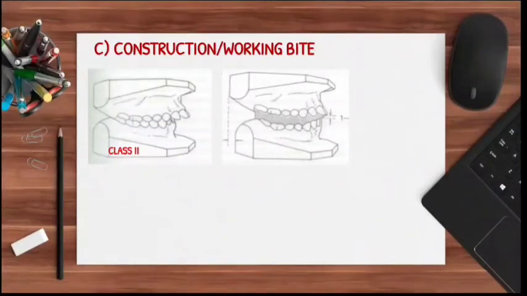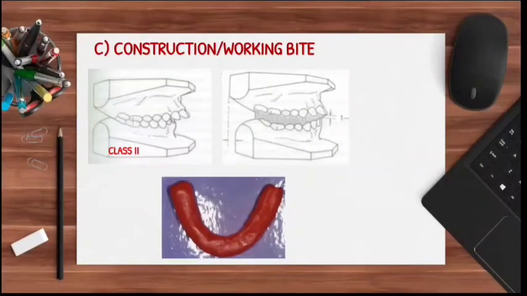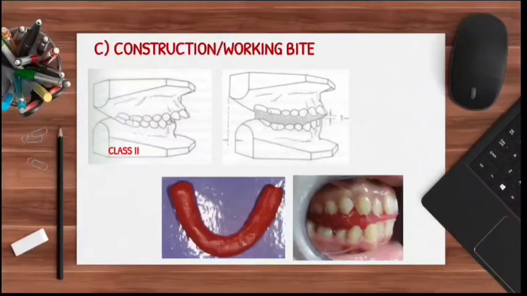And here it shows recording of construction bite. First, we need to soften 2 to 3 sheets of modeling wax in hot water and fold them into a horseshoe shape. This wax should be placed between upper and lower teeth in the trained forward position for displacing the mandible to achieve class 1 molar relationship, that is sagittal correction. And later the vertical dimension is recorded well beyond the freeway space. This is how the construction bite is recorded in the patient's mouth.